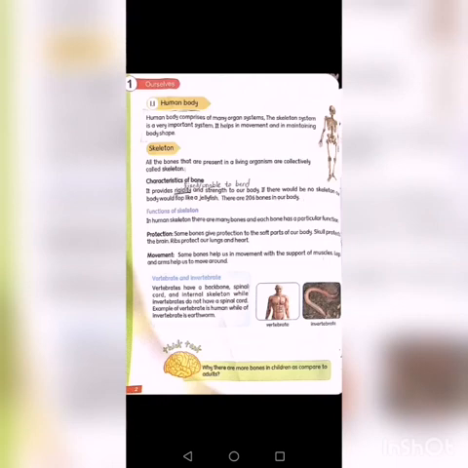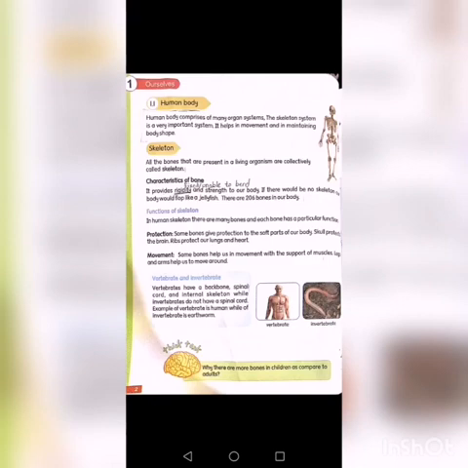Protection. Some bones give protection to the soft parts of our body. Skull protects the brain, ribs protect our lungs and heart. Movement. Some bones help us in movement with the support of muscles. Legs and arms help us to move around.